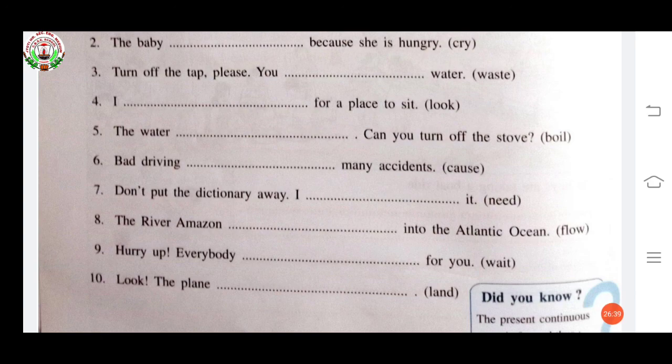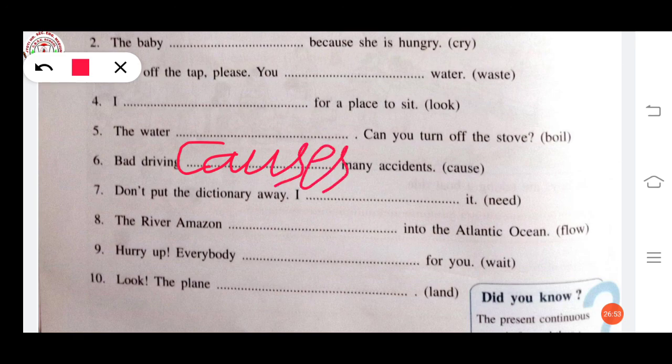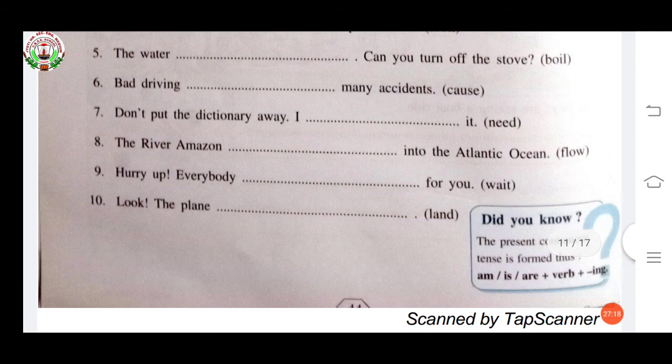Sixth one. Bad driving dash many accidents. Cause is given. So what will come? Bad driving causes. So es is what? Es is simple present tense. It can be s also, it can be es also. So s or es is showing simple present tense. Bad driving causes many accidents.